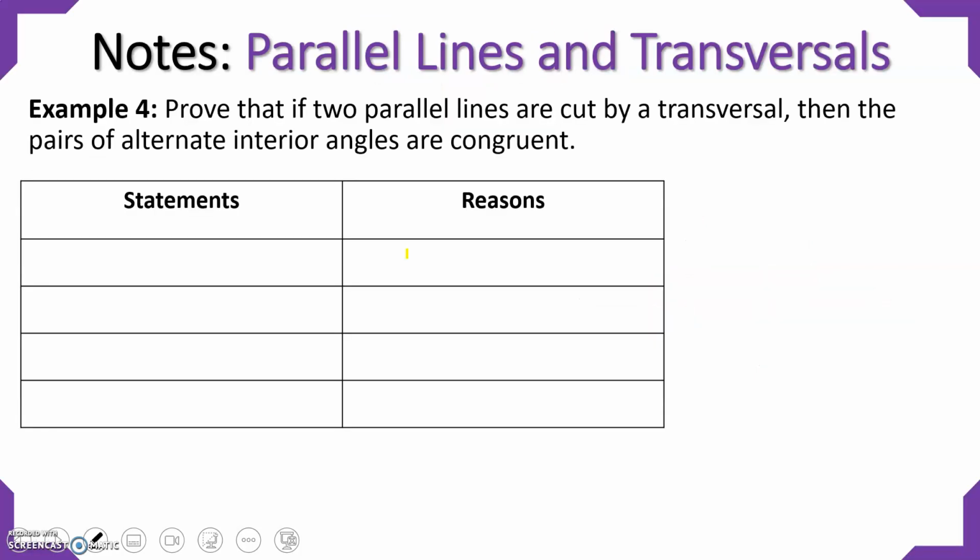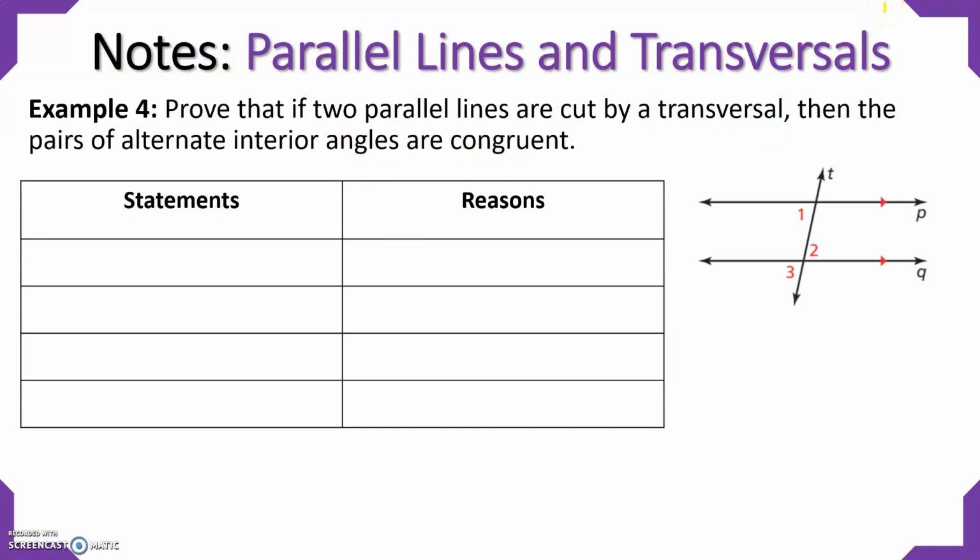All right, example 4. Prove that if two parallel lines are cut by a transversal, then the pairs of alternate interior angles are congruent. Let's start with this image. Lines P and Q are parallel. We would like to prove that angle 1 and angle 2 are congruent. Let's start with the given. P is parallel to Q.